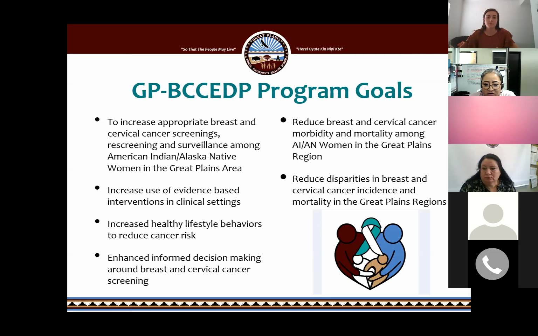The first one is increasing client demand. This is done by client reminders, group education, one-on-one education, and using small media. The second one is increasing client access, which is done by reducing structural barriers such as transportation costs and reducing out-of-pocket costs. The third one is increasing private provider delivery, and this would include provider reminders and provider assessments.